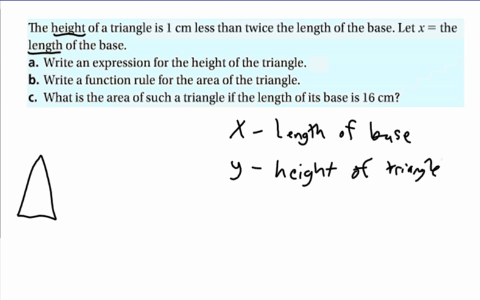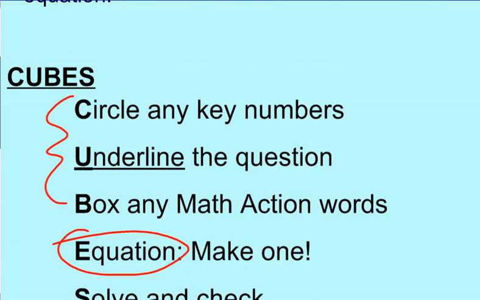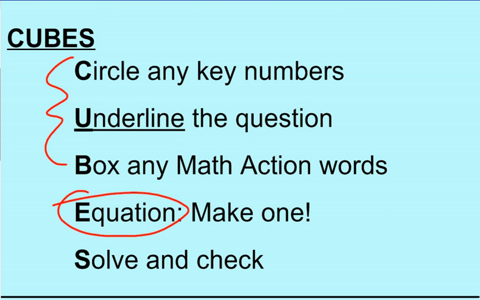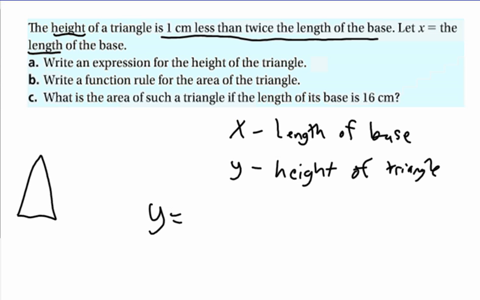All right, A, write an expression, or we're going to say an equation, for the height of a triangle. So the height, y, is going to be equal to, what is the height of a triangle equal to? It says it's 1 centimeter less than twice the length of the base. So if we go back, CUBE says to underline or circle numbers, underline, and then box math action words. Circle numbers: 1 centimeter less than twice the length. Twice.